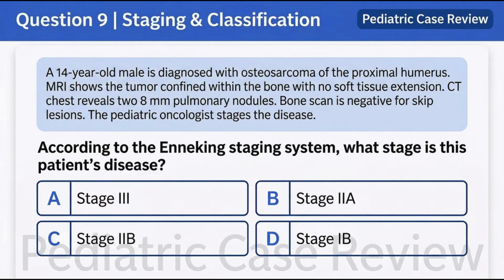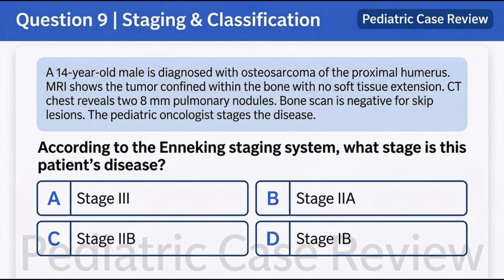Question 9. Staging and classification. A 14-year-old male is diagnosed with osteosarcoma of the proximal humerus. Magnetic resonance imaging shows the tumor confined within the bone with no soft tissue extension. Computed tomography chest reveals two 8 mm pulmonary nodules. Bone scan is negative for skip lesions. The pediatric oncologist stages the disease.